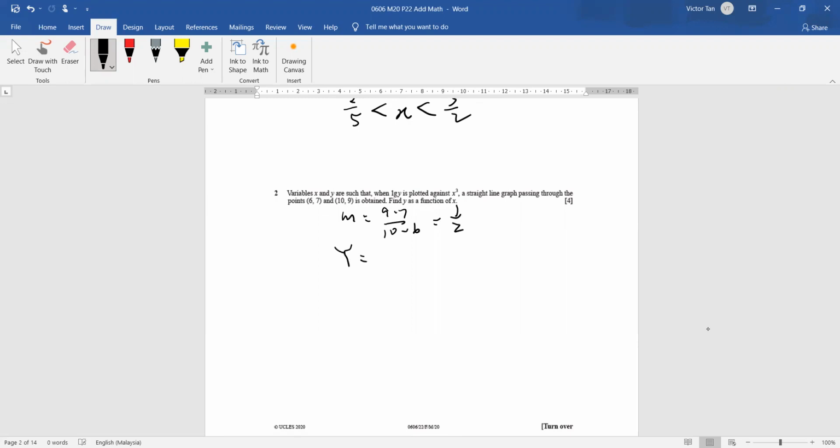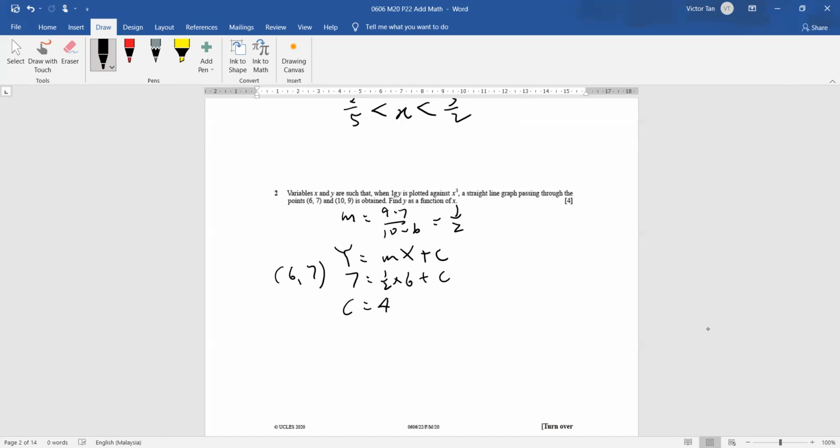Let's find the y-intercept. Using the point (6, 7), 7 equals half times 6 plus c. So you have c equals 7 minus 3, which is 4.